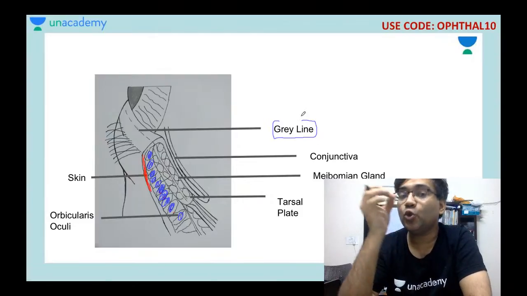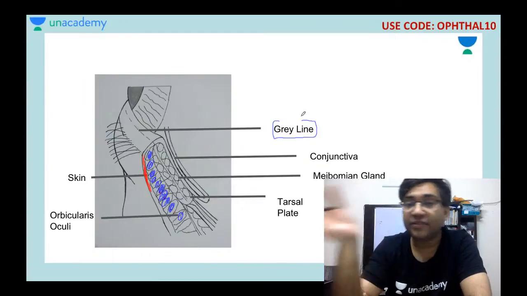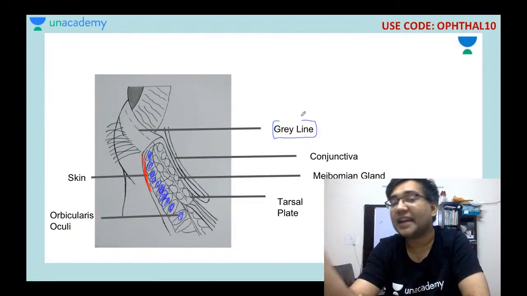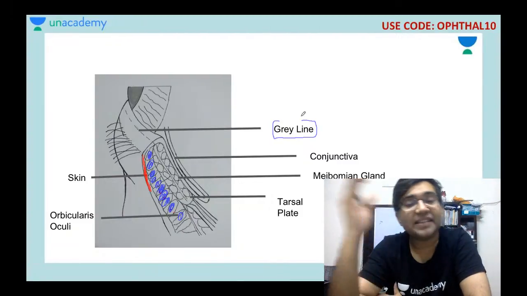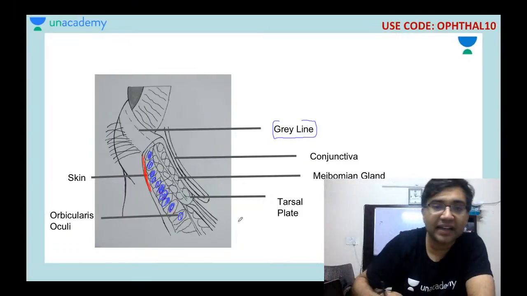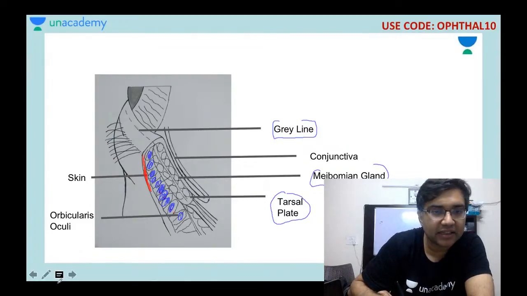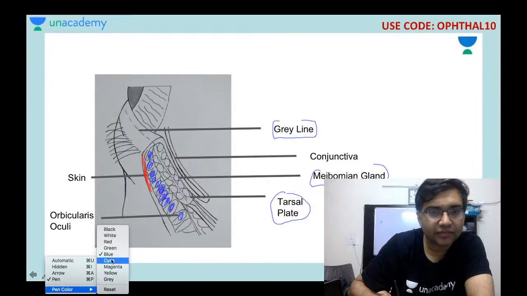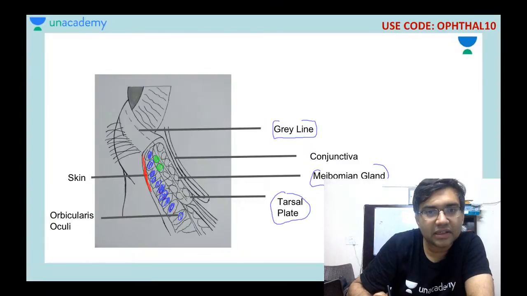Very important, when you do a lid dissection, we should be knowing whether we are in front of the tarsal plate or at the back of the tarsal plate. So remember here that the tarsal plate is towards the posterior side of the eyelid and it has the meibomian glands embedded in it. I made it with another color, let's say green. So these are the meibomian glands which are there in the tarsal plate.